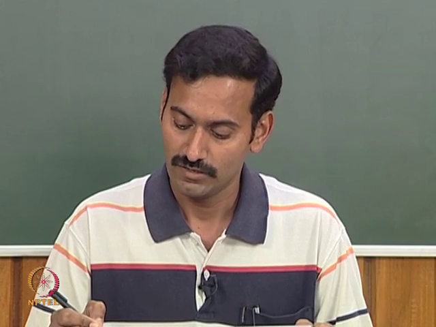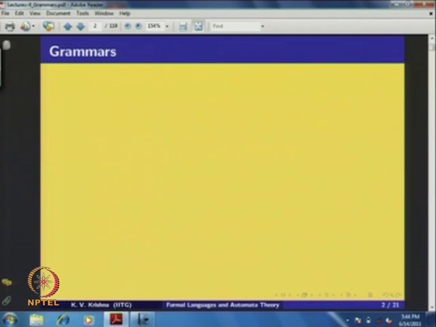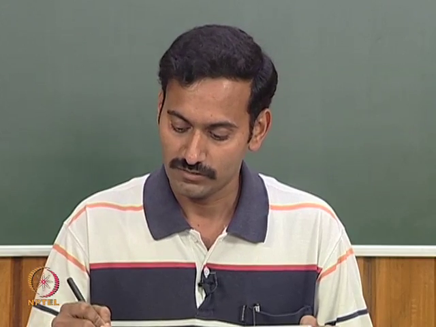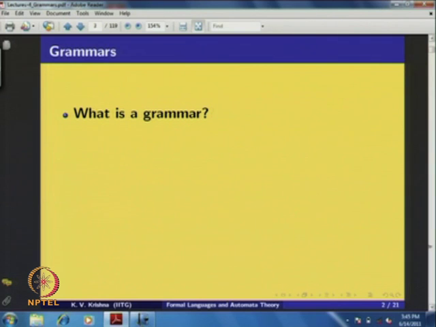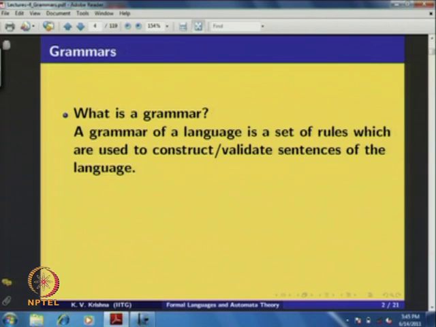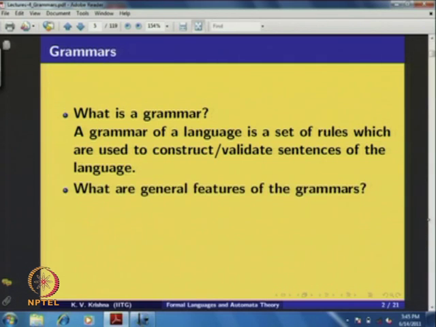So, in the context we are introducing the tool called grammars, as naturally one may expect to understand a language. Again here the word grammar is familiar to you and you know grammars in the context of natural languages. Now, first here we formalize the notion and then we make you familiar with this formal notion through certain examples. First, what is the understanding that you have about grammar? That is, a grammar of a language is a set of rules which are used to construct or validate a sentence of the language. That is how we know a grammar, that is the expectation that you have.